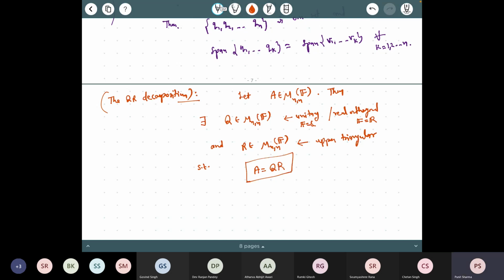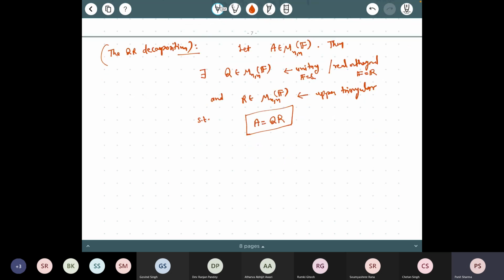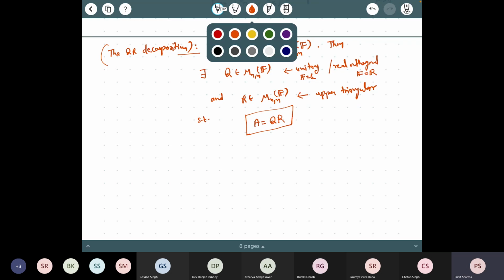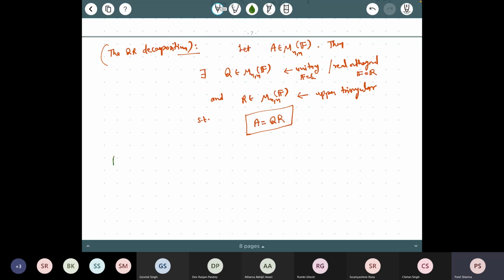So this result says that any n cross n matrix you can decompose into two factors. One is unitary and the other one is upper triangular. The proof is easy again, but we'll do it in two steps. We'll consider two cases. The first case is when A is invertible, and the second case is when A is not invertible. So let us look at case 1 first, when A is invertible.